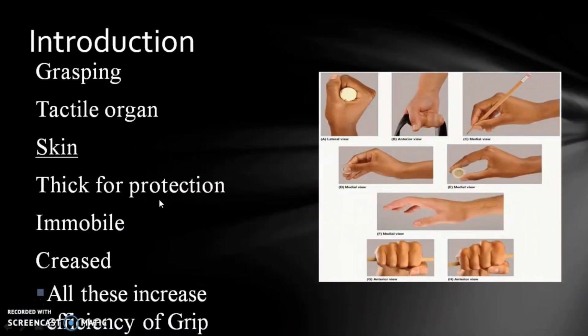It is a region which is used for grasping and it is a tactile organ. The skin present in the palm region is thick for protection, and it is immobile and it is greased. The greased nature of the skin will increase the efficiency of grip. These are the actions made by the palmar surface of the hand, and because of doing all these functions, the skin present in the palmar surface should be thick, and it is immobile. This is the definition of how the palmar surface is present.